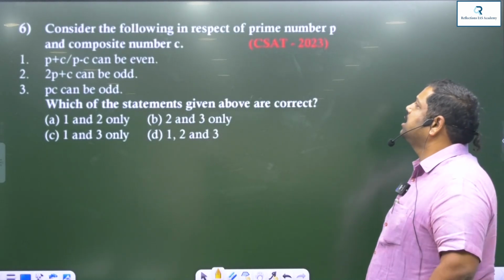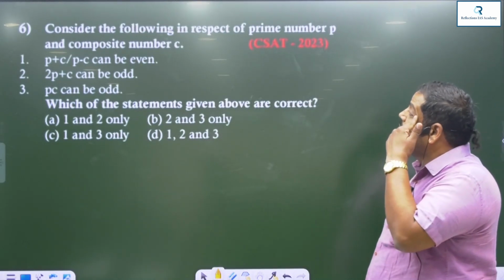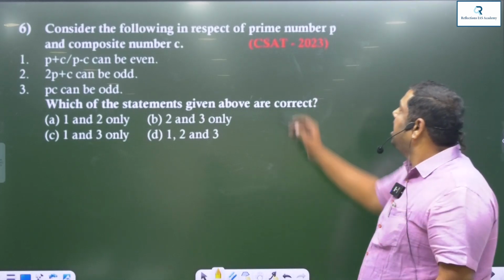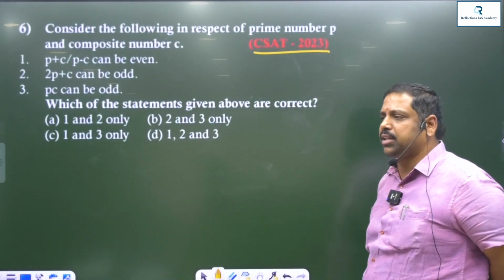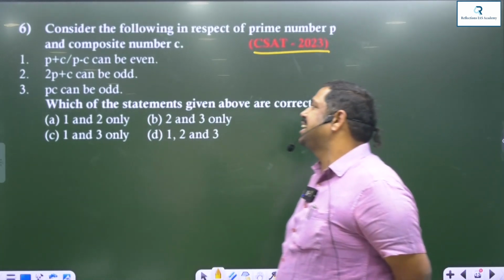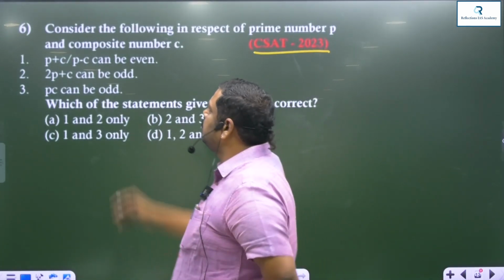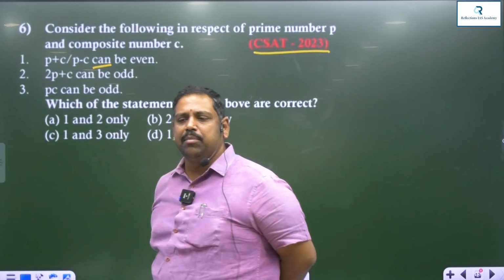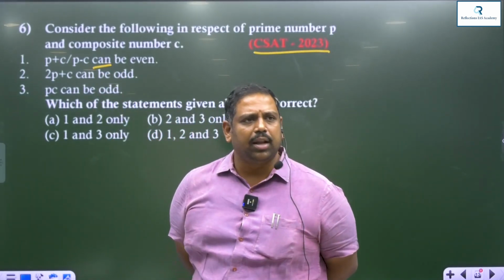Consider the following in respect of prime number P and composite number C. And this is a question in CSAT 2023. So he said that P plus C by P minus C can be an even number. Again, he used the word can. Can means possibility. You got a number?